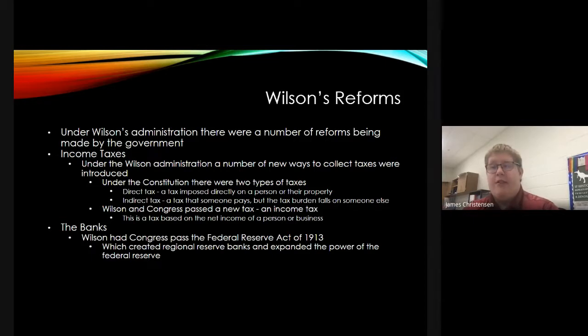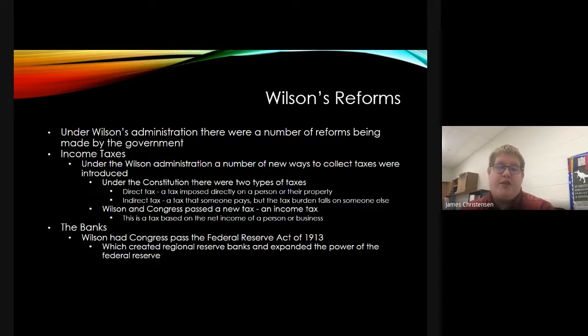And on top of that, Wilson and Congress passed a new kind of tax, an income tax. This is a tax based on the net income of a person or business. It's also under the Wilson administration we see the first federal tax returns. So especially for you guys as you get older, you'll start filing taxes every year and getting some of that money back. Wilson also did a lot for the banks by passing the Federal Reserve Act of 1913.